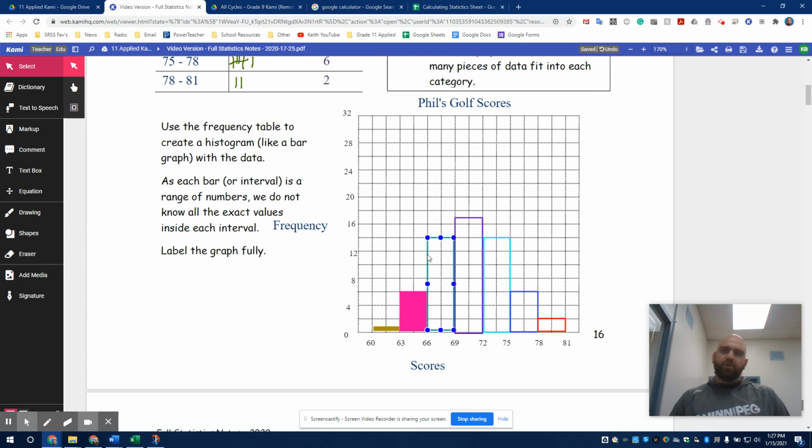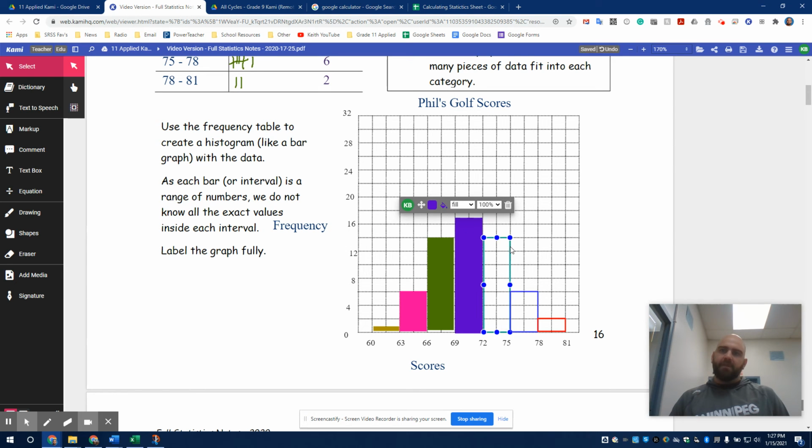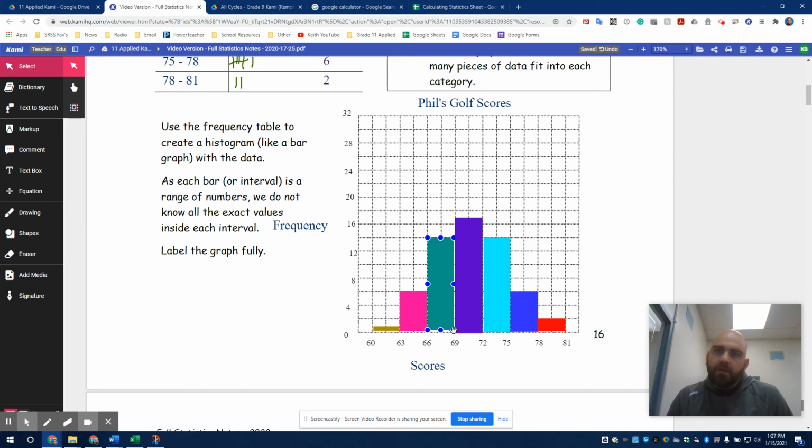This histogram kind of shows us where his golf scores normally land. And you'll notice that his golf scores normally land kind of in the middle, which is kind of to be expected when we are dealing with something that is what we would call normal. If things land mostly in the middle, they are considered to be normal. And then I'm just going to fill that in a little bit. There we go.